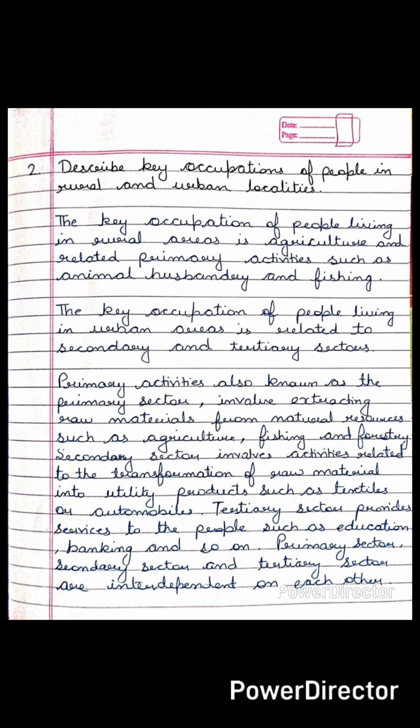Primary activities, also known as the primary sector, involve extracting raw material from natural resources such as agriculture, fishing, and forestry. Secondary sector involves activities related to the transformation of raw material into utility products such as textiles or automobiles. Tertiary sector provides services to the people such as education, banking, and so on. Primary sector, secondary sector, and tertiary sector are interdependent on each other.